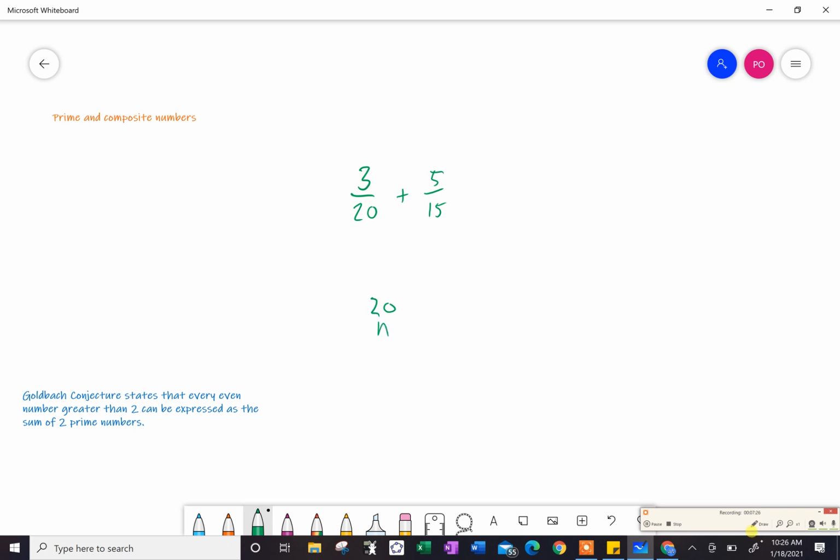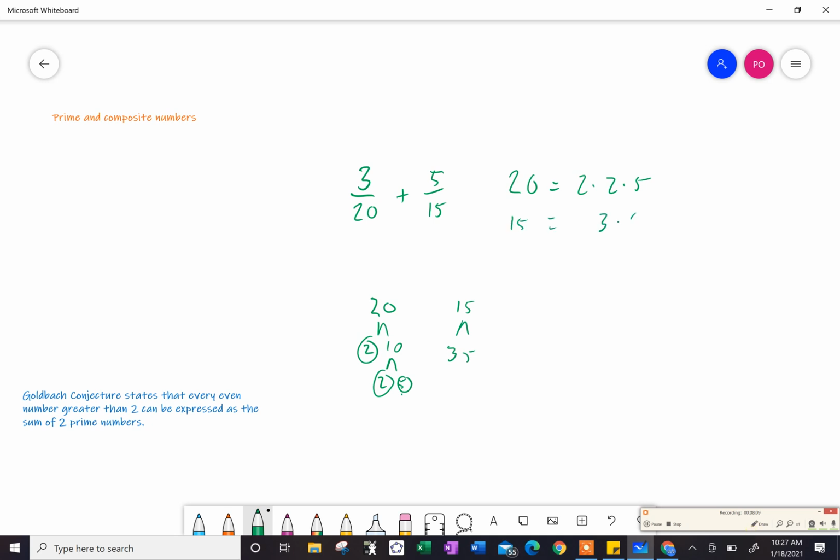I'd say, oh, 20 is really 2 times 10, 4 times 5, 2 times 2. So let's say it's really 20 is really 2 times 2 times 2. That's not right. Oh, I made a mistake. I'm glad I caught that. 20 is really 2 times 2 times 5. 15 is really 3 times 5.